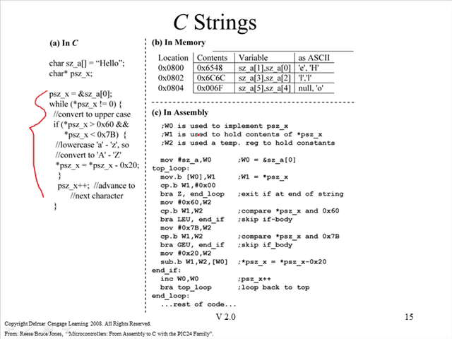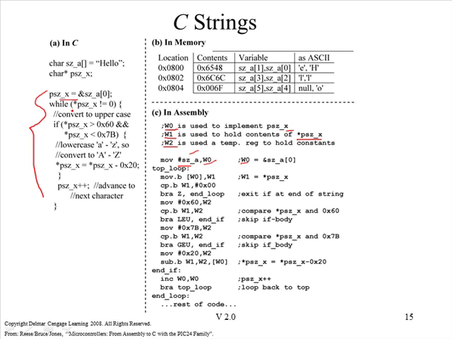To implement this code, we're going to use W0 to hold our pointer variable x. W1 is going to be our current character that we're processing, and W2 is going to be a temporary register. The first thing we need to do is initialize x to point to the beginning of our string. So we'll move the label value that indicates the beginning of our string to W0. So W0 now contains the starting address of our array.